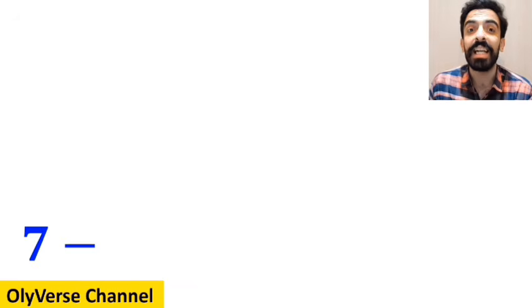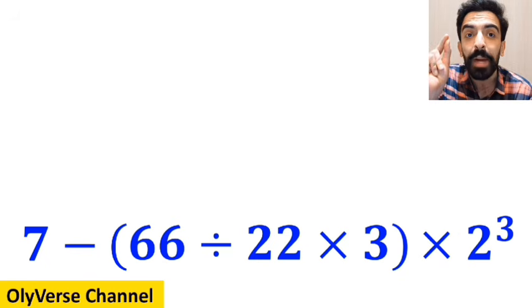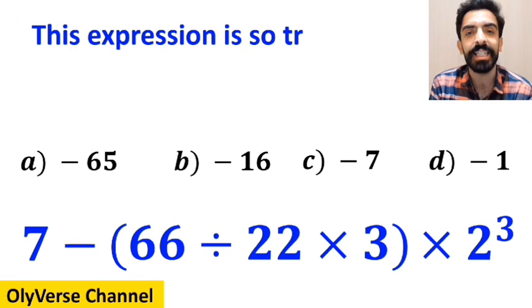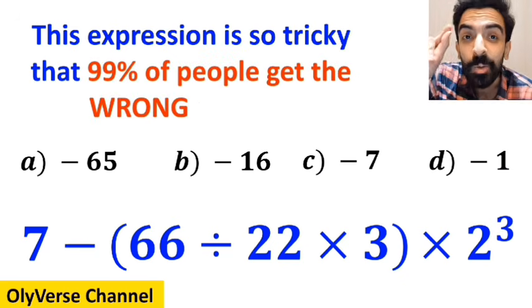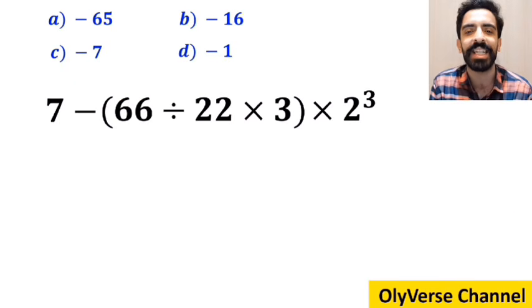What is the value of the expression 7 minus (66 divided by 22 times 3) multiplied by 2 cubed? Which option do you think is the correct answer to this question? This expression is so tricky that 99% of people get the wrong answer. Let's go through this question step by step and solve it together.